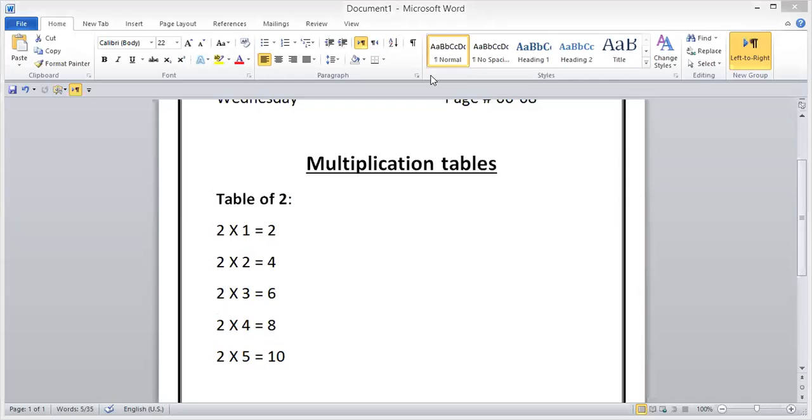In the same way, you have to repeat, guys. Repeat. 1 times 2 equals to 2.